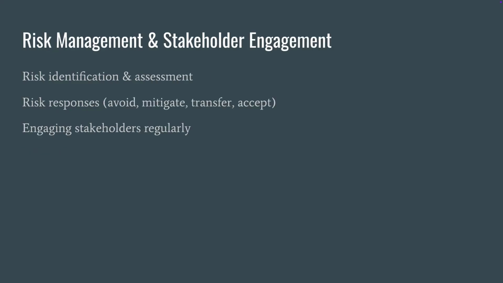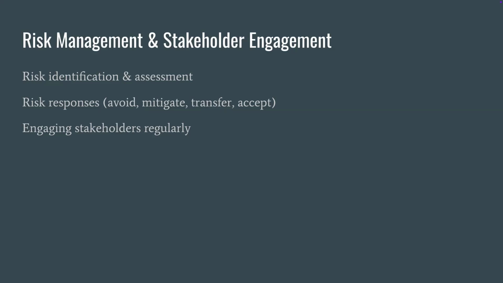So we're moving on to risk management and stakeholder engagement. No project is without risk. Risks are uncertain events or conditions that can affect a project's outcome if they occur. So effective risk management starts early and continues throughout the project lifecycle. Let's take a look at some key steps.